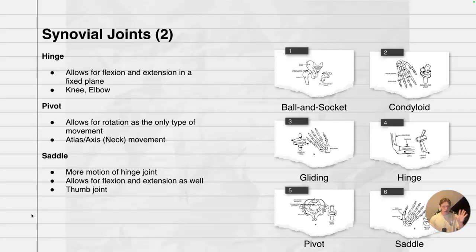So we can flex and extend our thumb, but we also have some circulatory movement, but we can't elevate and depress it. That's actually this knuckle right here being able to do that. So that's our example of a saddle joint.